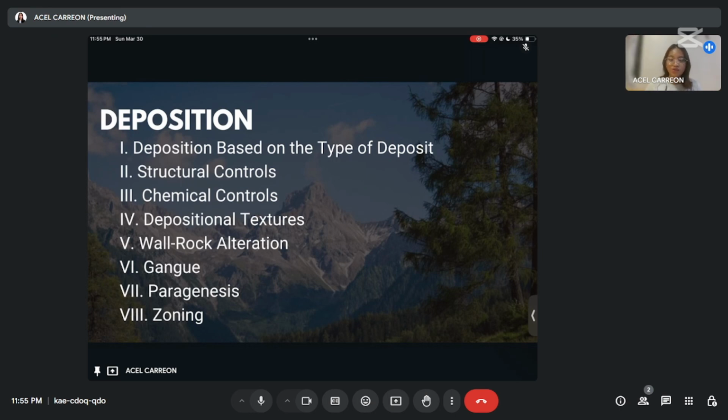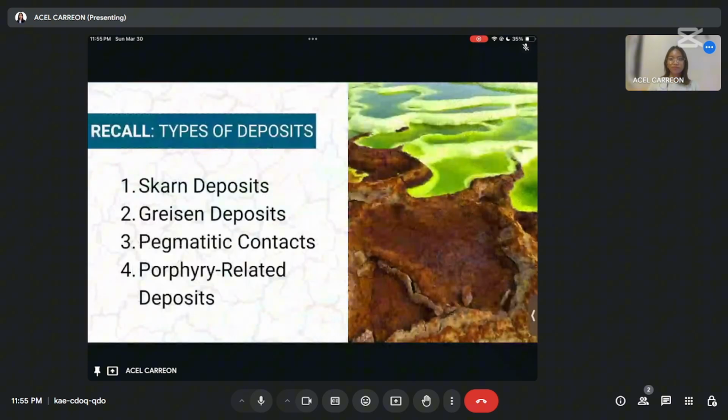Wall rock alteration is the alteration that occurs when hot fluids chemically modify the surrounding rock. The gangue minerals are the non-economic minerals that form alongside ore minerals. Paragenesis is that which refers to the sequence of mineral formation in the deposit. And lastly, the zoning describes how minerals are spatially distributed in the deposit.